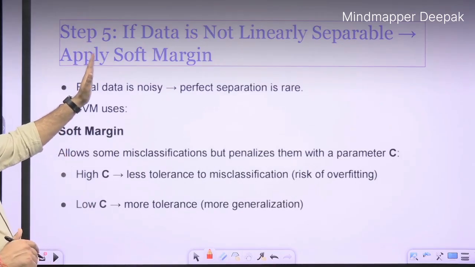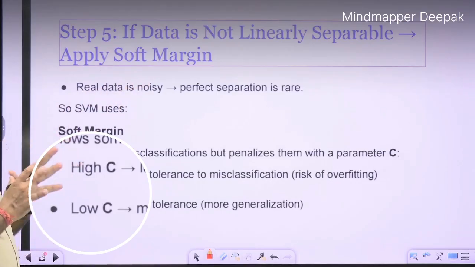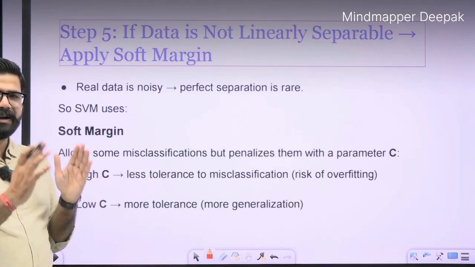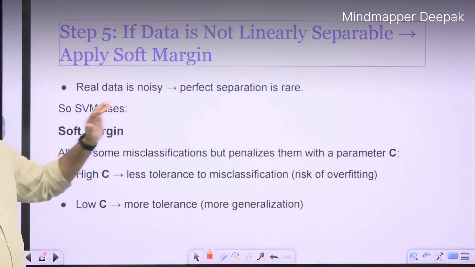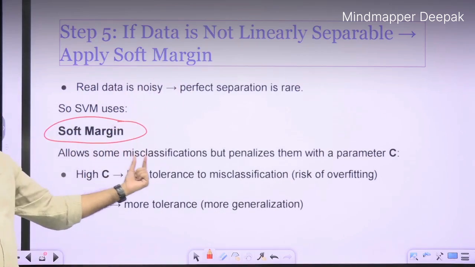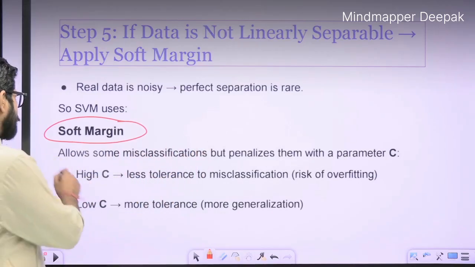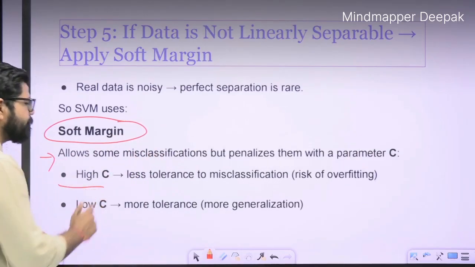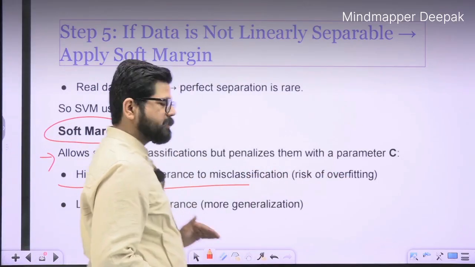Step 5: if the data is not linearly separable, then you can apply soft margins. If you are unable to separate the data, because some data points are coinciding, at that time you can use soft margins. Real data is noisy, so perfect separation is very rare, and that is where the concept of soft margins comes in. Allow some misclassifications but penalize them with the parameter C. If this parameter C is high, it means less tolerance to misclassification, that is, a risk of overfitting. So you need to reduce this C.